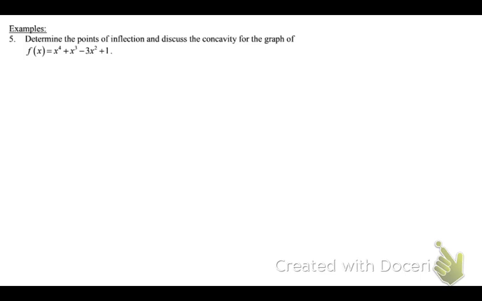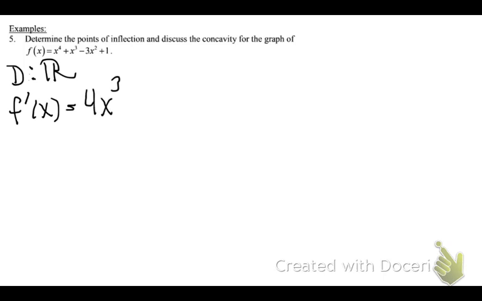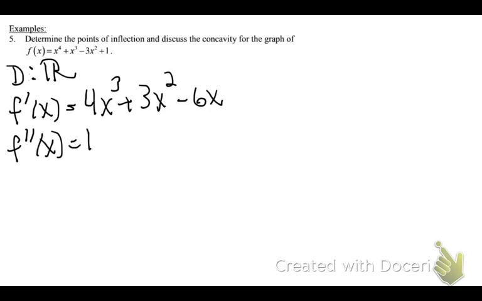So we always want to start with the domain. So the domain for this function is all real numbers, so we don't get any excluded values. Our first derivative is 4x to the third plus 3x squared minus 6x plus 0. And our second derivative is 12x squared plus 6x minus 6.